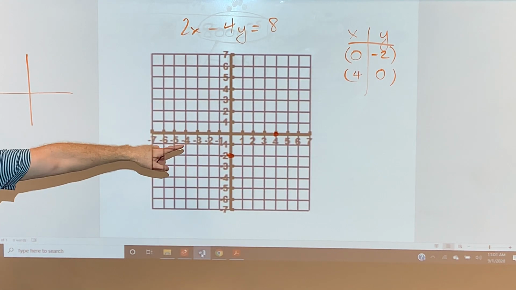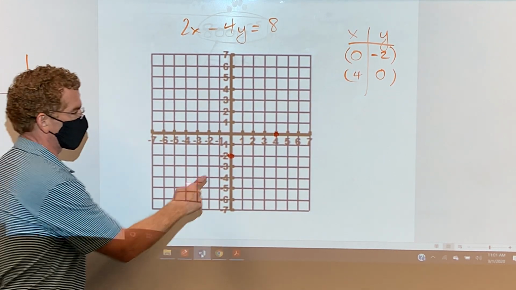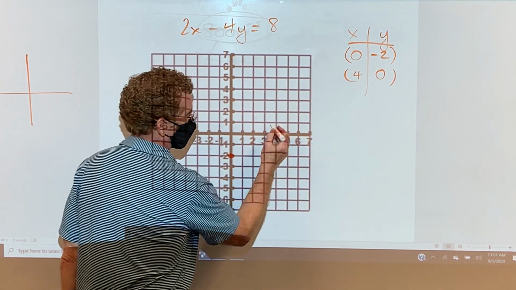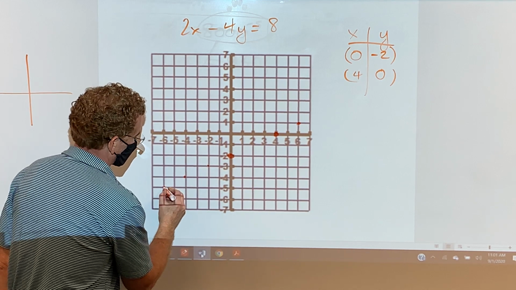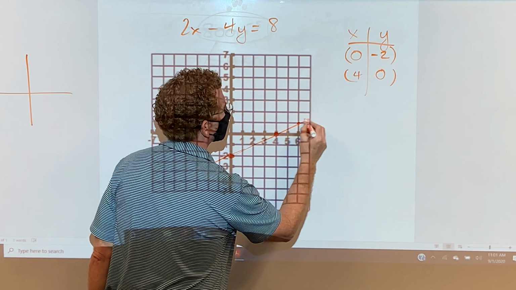But what noticeable thing can I tell from this? I can tell the slope now, right? I'm rising 2 and running 4. So the slope is 2/4 or half. And from that point, I can go up 1 over 2, down 1 over 2, down 1 over 2, down 1 over 2. And I can get a pretty nice, neat line sketched in here.